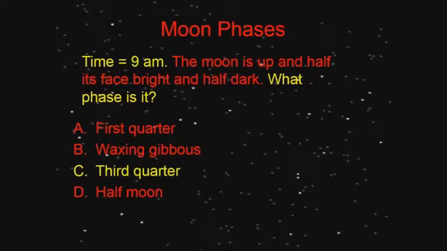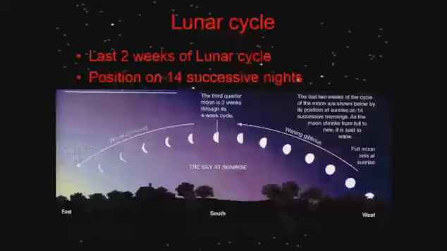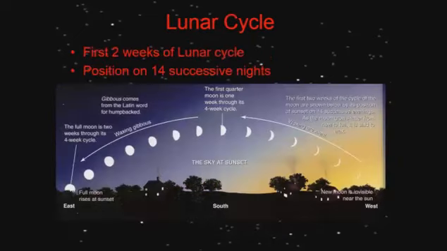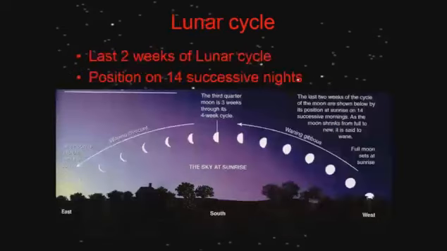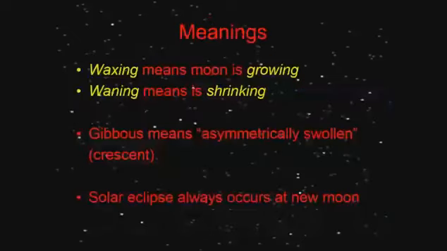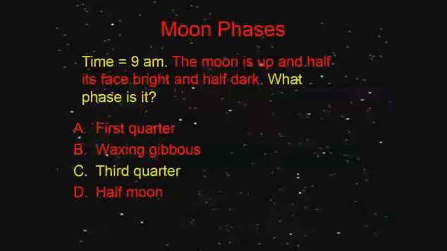The answer to this is the 3rd quarter. It's 9 AM, half is bright, half is dark. Check which of these 2 slides we're talking about. 9 AM, this is sunset, remember? This is sunrise. We just determined this was 3rd quarter. I would convince yourself that this is true.